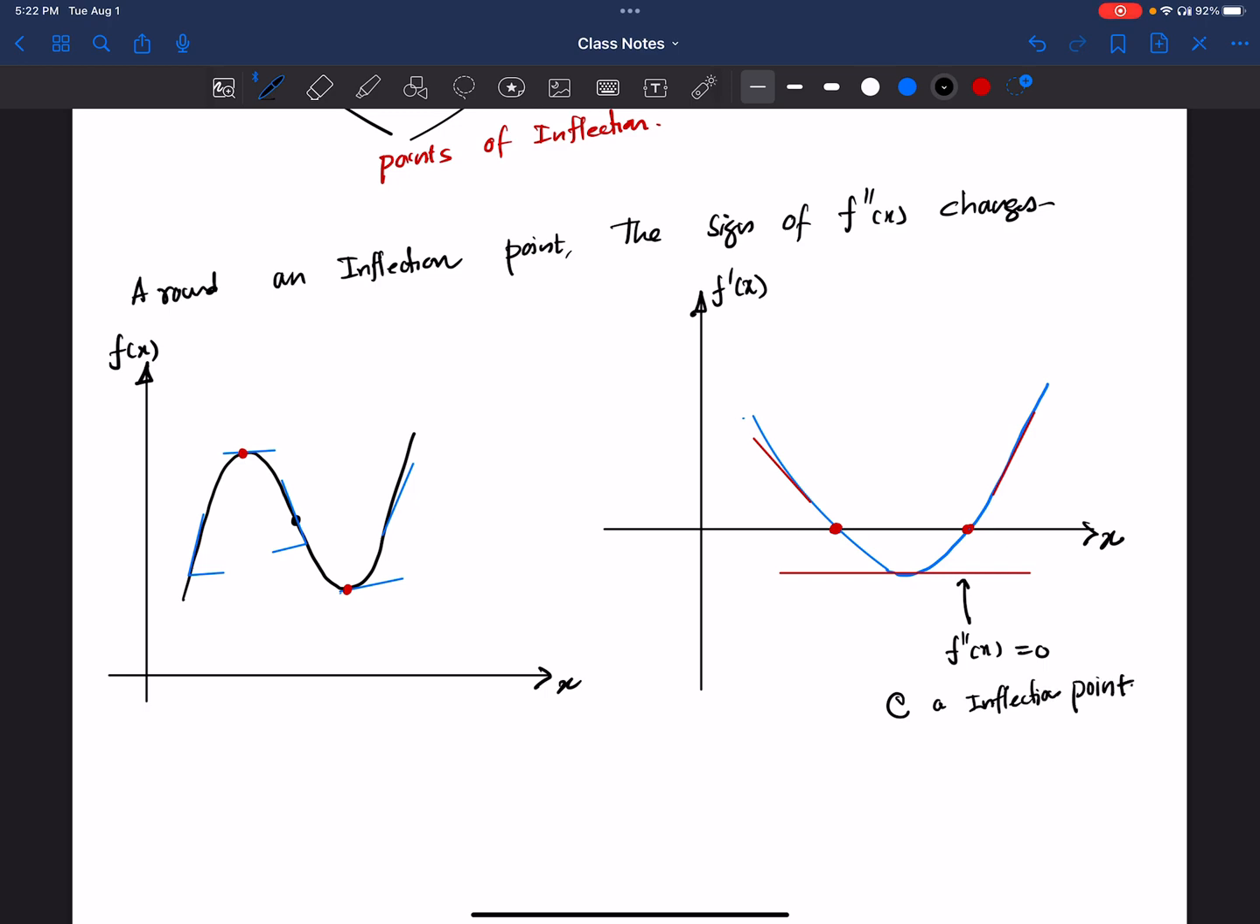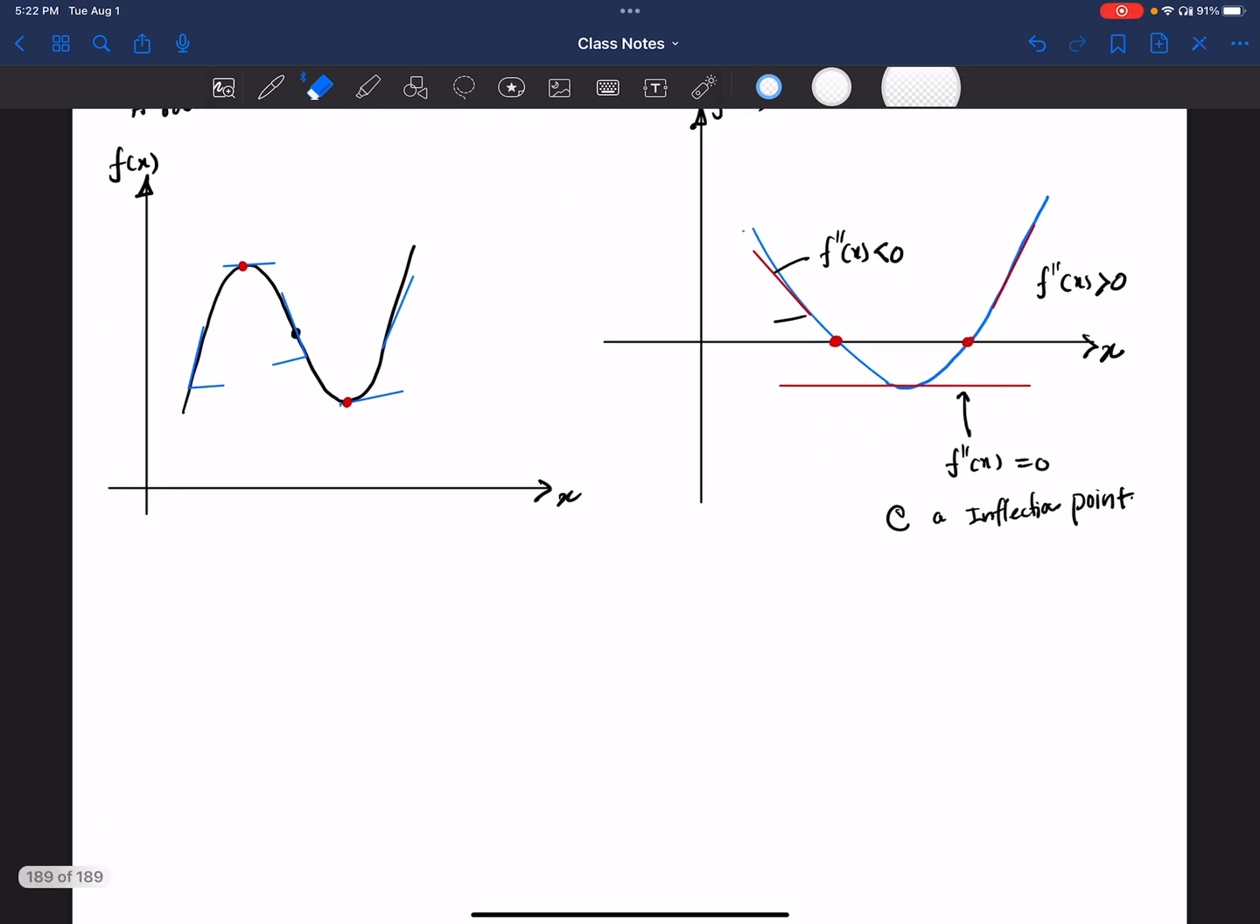Now that's only one condition, and you can see the sign around the inflection point: f double prime of x less than 0 here, and f double prime of x greater than 0 here. So the sign of f double prime of x changes. So if f double prime of x equals 0 at a certain point and the sign of f double prime of x before and after the point changes, that's going to be an inflection point.